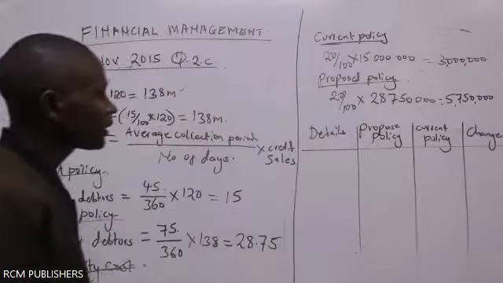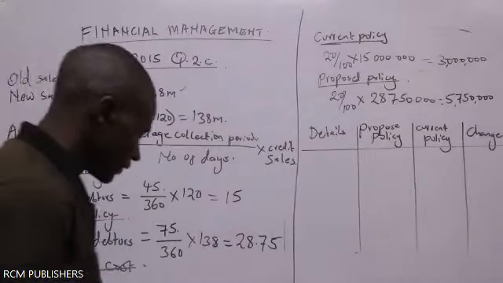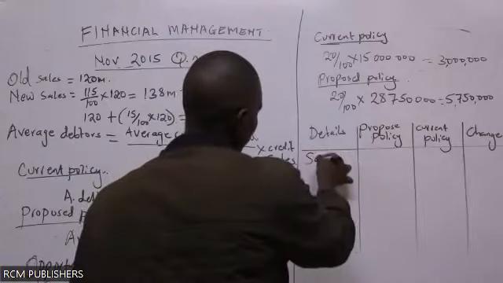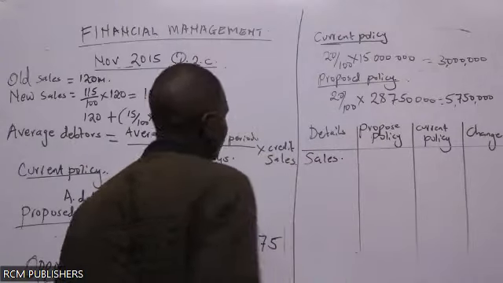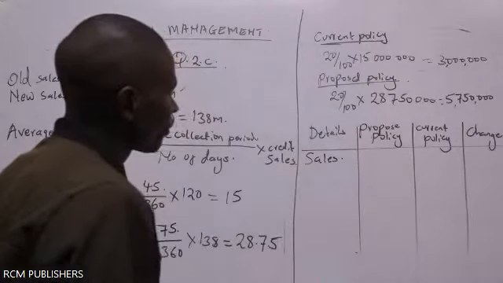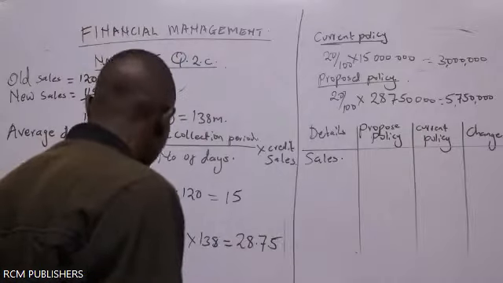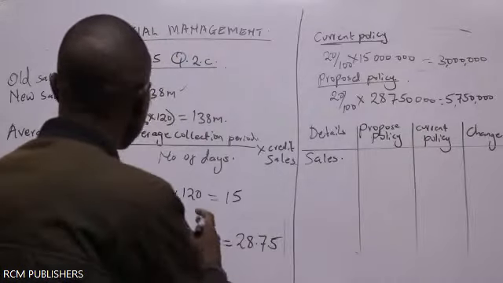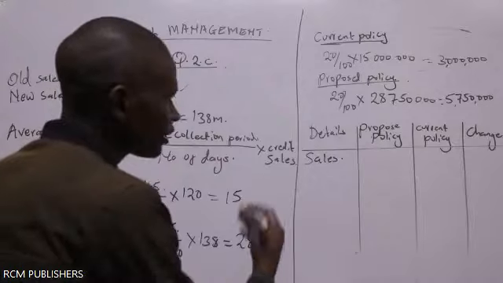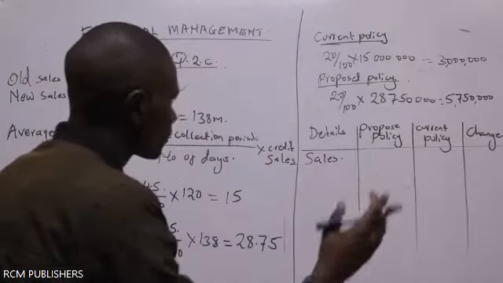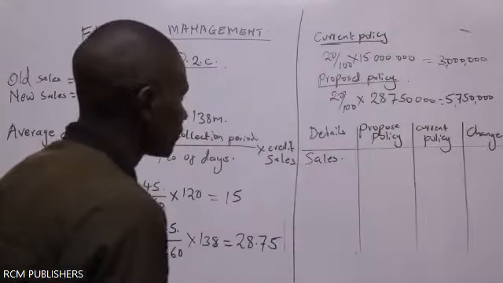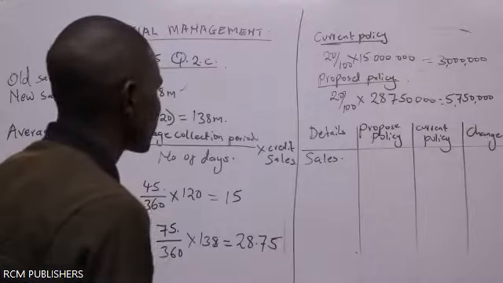So let's now have our sales. Kuna sales zetu. Sasa niache 03 ama nisonge na 03. Unajua? Let's see. That space is enough. I can put my million there. Okay, 138 million.